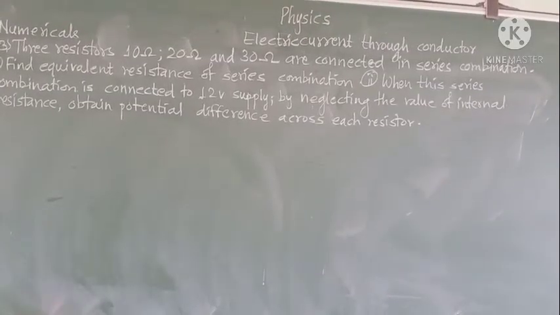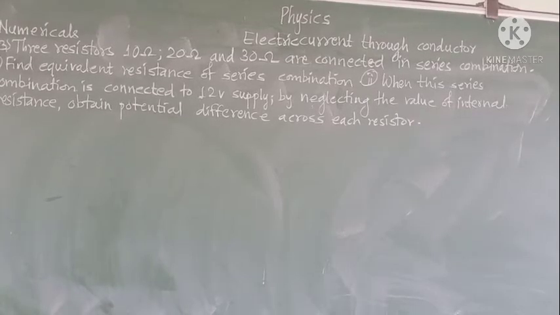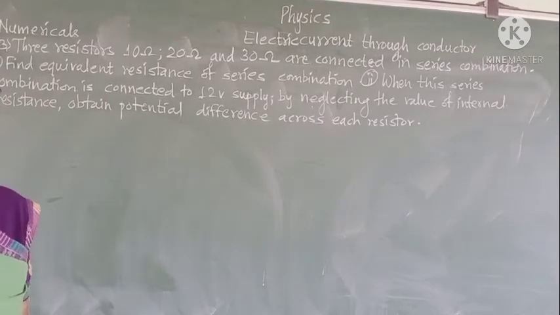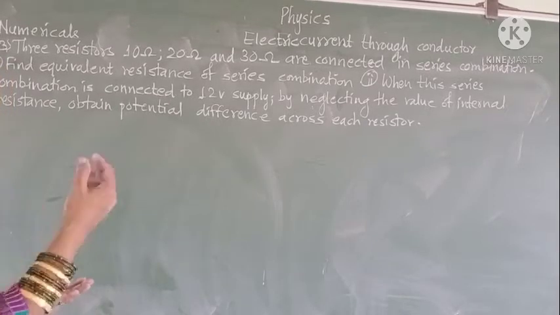Here we have to discuss another example. Resistances 10 ohm, 20 ohm and 30 ohm are connected in series combination. Find the equivalent resistance of the series combination. Second, when this series combination is connected to a 12 volt supply, neglecting the internal resistance, obtain the potential difference across each resistor.